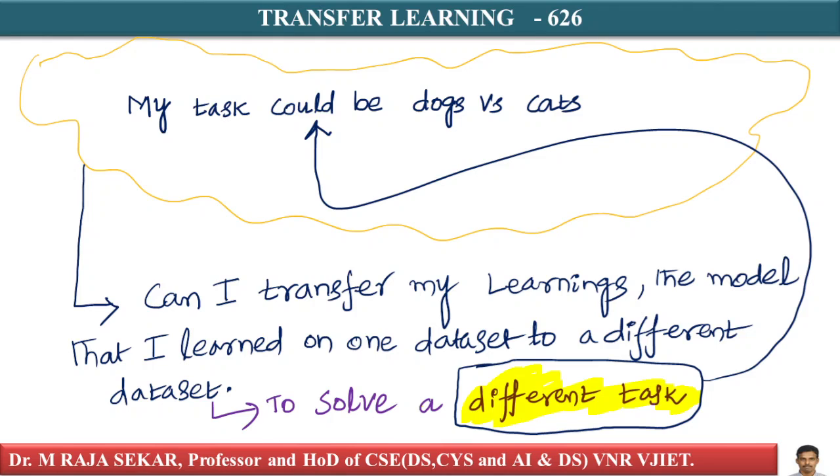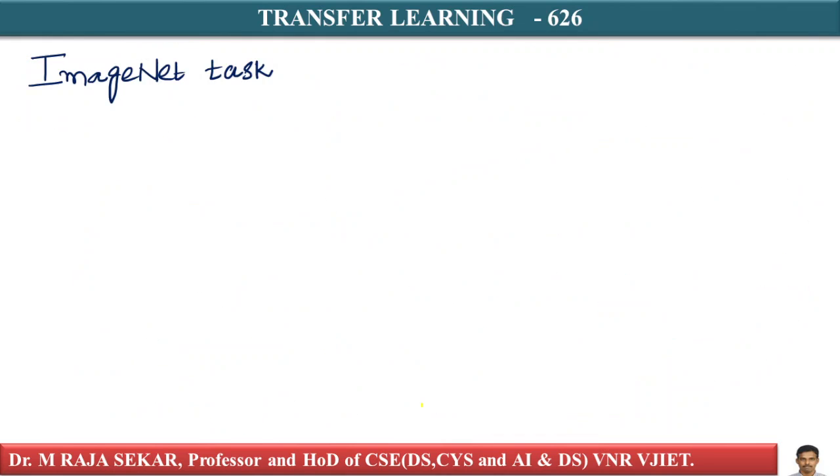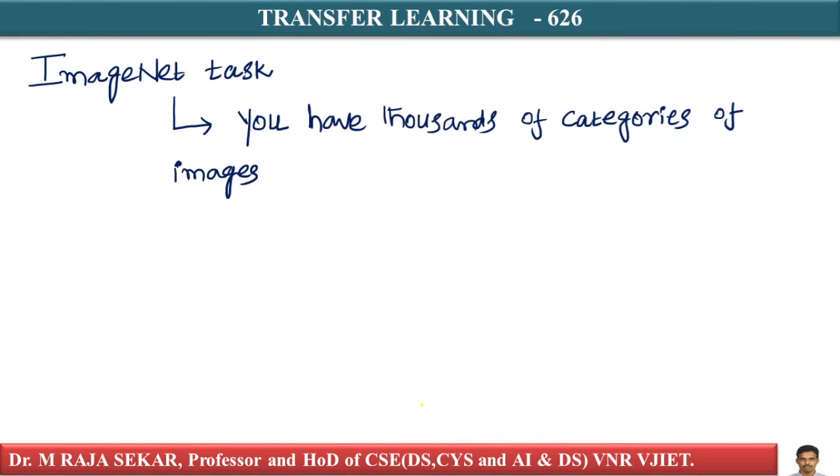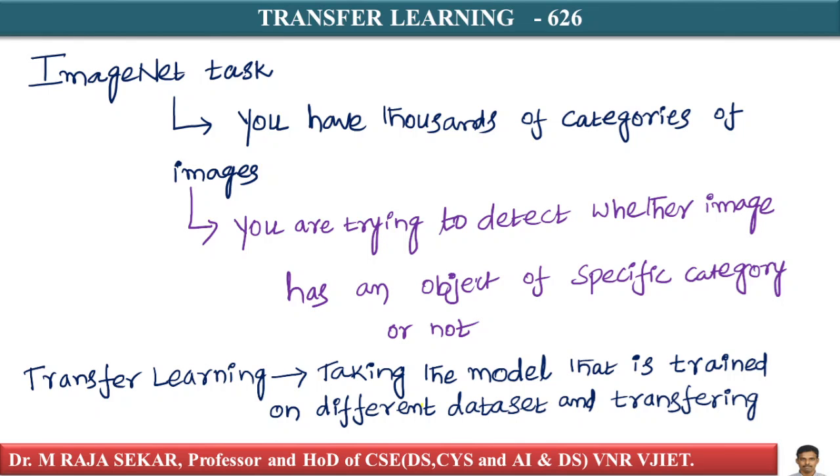What is the task in ImageNet? The ImageNet task is like, you have thousands of categories of images. You are trying to detect whether an image has an object of a specific category or not. That is the ImageNet task. Just try to recall what we discussed in the ImageNet task.